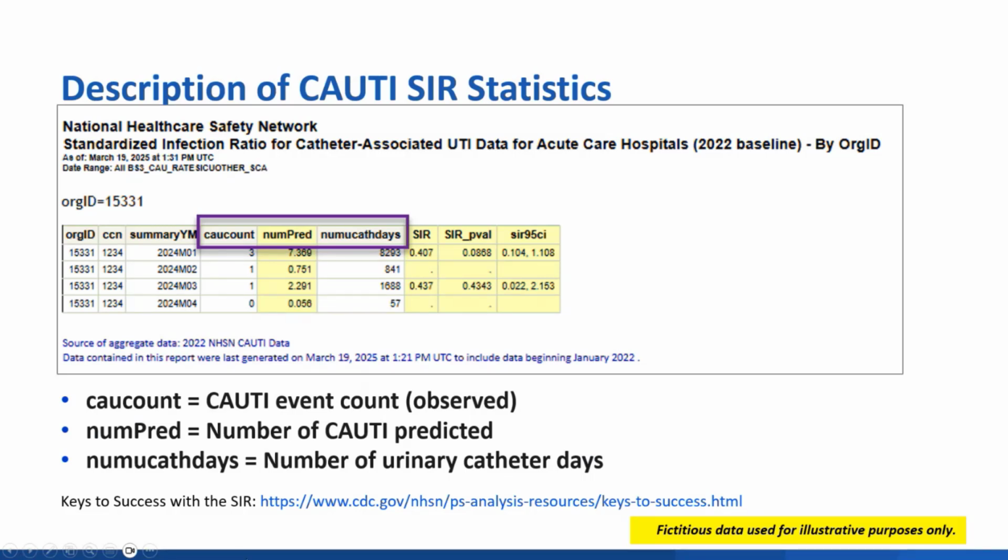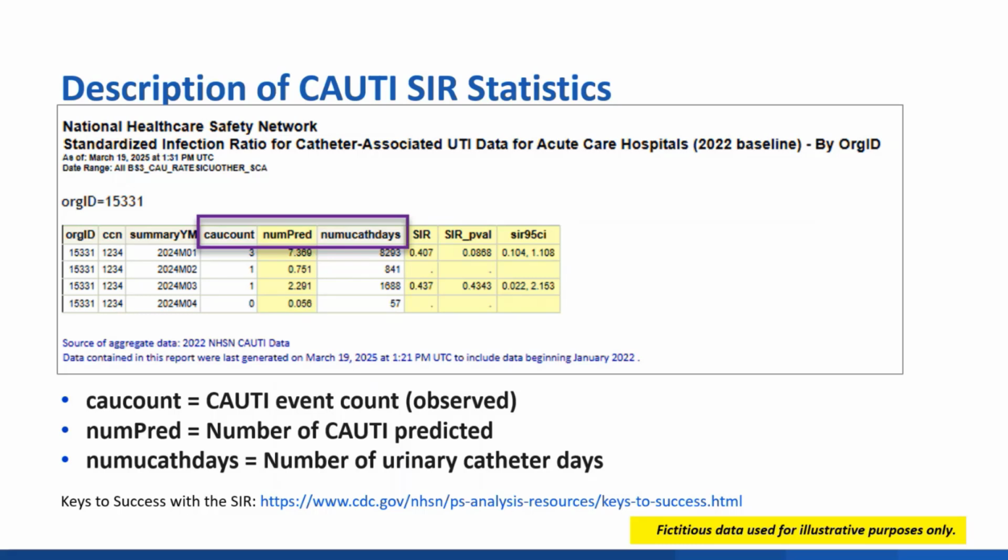So to understand how the SIR is calculated, it's important to first understand the core components that go into the equation that Rob had shared earlier. There are 3 required data elements that drive this calculation. First is the CAUTI count, which represents the observed number of CAUTI events. This is the actual count of observed infections that occurred during that reporting period.